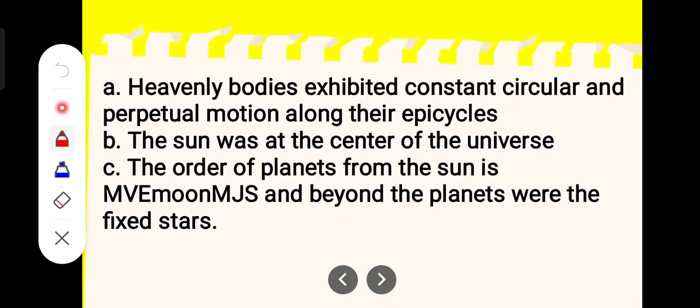So, some of his work includes heavenly bodies exhibited constant circular perpetual motion along their epicycles. The sun was at the center of the universe. The order of planets from the sun is Mercury, Venus, Earth, the Earth's moon, Mars, Jupiter, Saturn, and beyond the planet were the fixed stars.